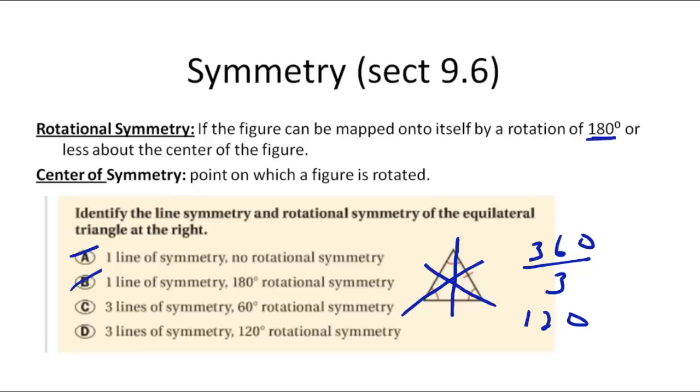Remember, we want to stop at 180 degrees, so my correct answer would be D. When I take this and I rotate it 120 degrees, it will turn up right on top of the triangle, so it doesn't even look like it moved.